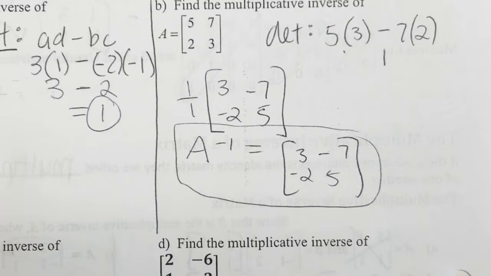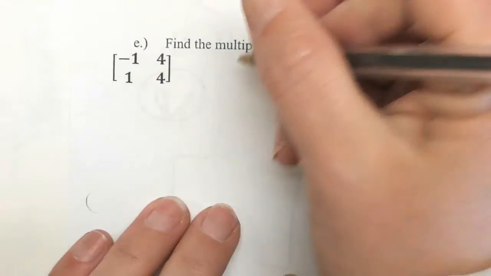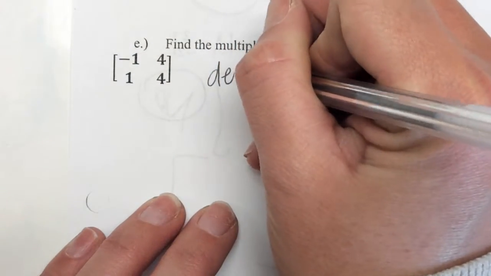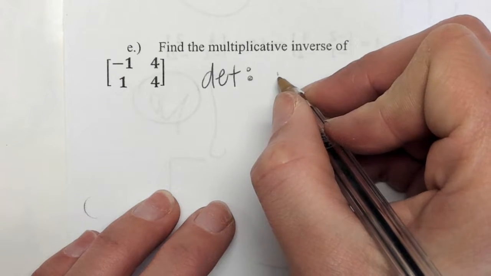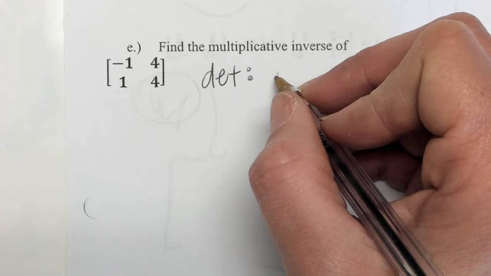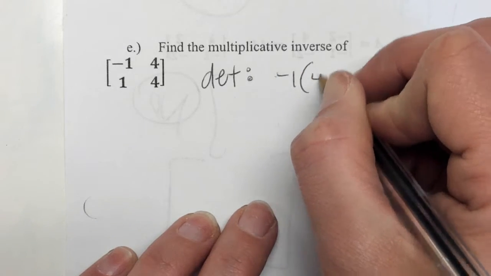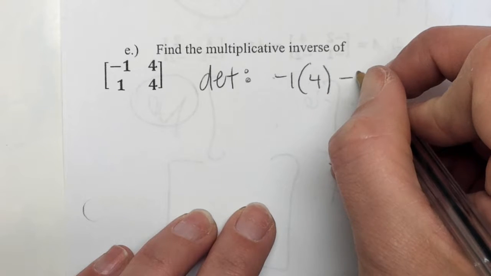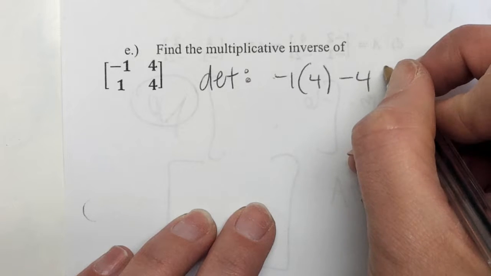Questions so far? Alright, 1 more together. Let's do E together. Alright, first up, find the determinant. So, Miles, tell me how to set that up. So, say the numbers. Say the numbers instead of the letters. -1, 4 minus 4 and 1. Good.